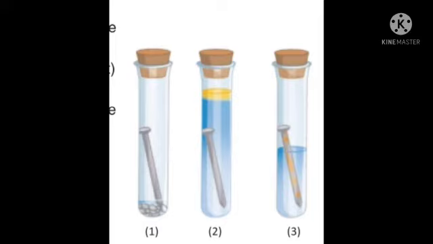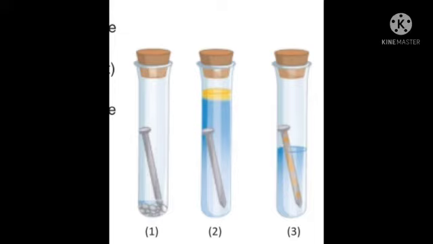So what is the conclusion? As test tubes 1 and 2 did not have moisture and oxygen respectively, there was no rusting in both these tubes. This proves that both oxygen and water are essential for rusting.